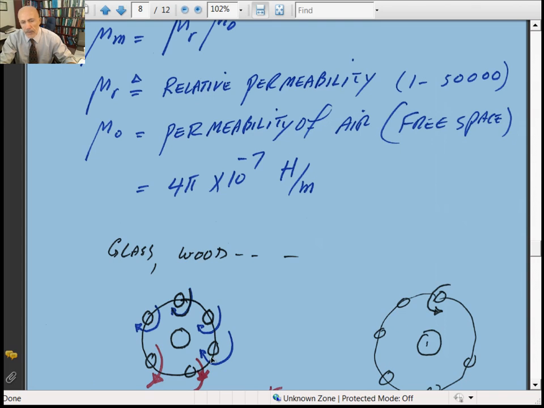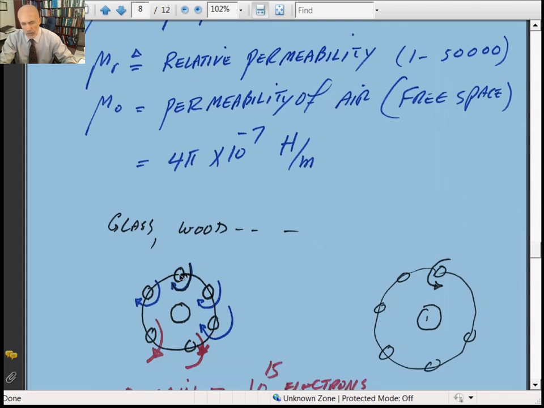Now, every time you have an electron that is spinning about its own axis, it will generate a very weak magnetic field, just like Earth. This is your sun, and this is the solar system. The Earth is spinning every 24 hours. At the same time, it is orbiting the sun every 365 days. So when it's spinning about its own axis, it generates a very weak magnetic field.